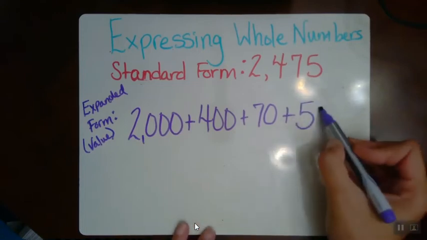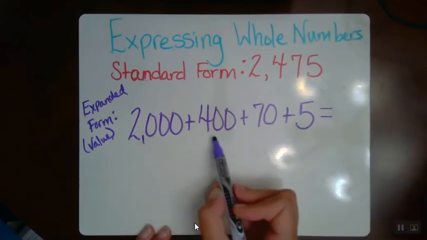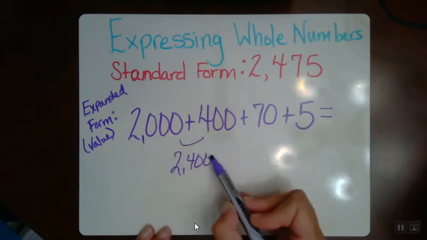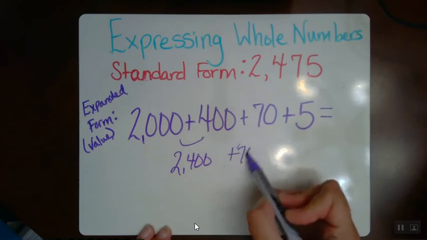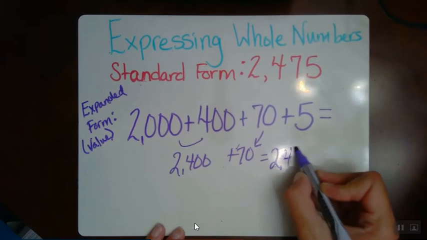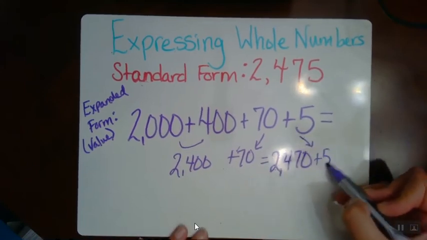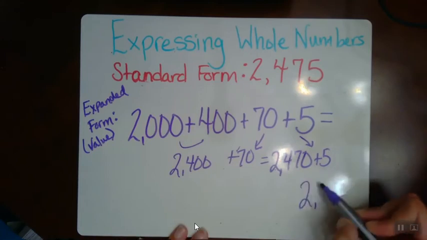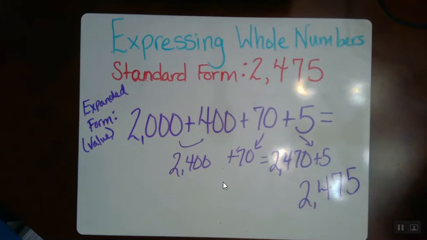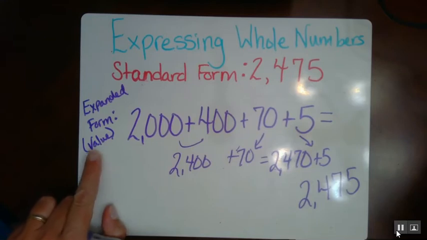If I add them all together, 2,000 plus 400 is 2,400. If I take that and now add in my 70, I now have 2,470. If I take this and now add in that 5, I finish with 2,475. That is expanded form, or looking at the value of each digit.